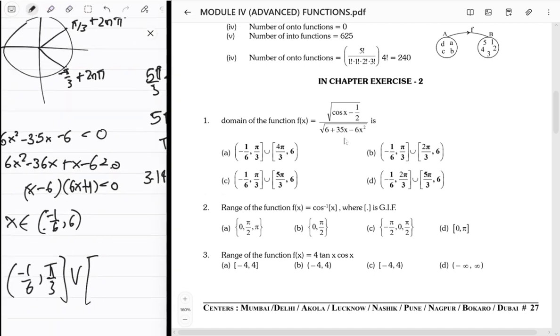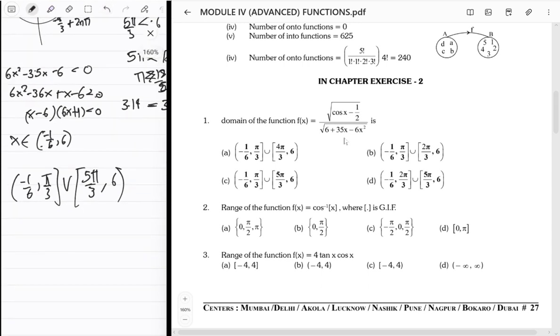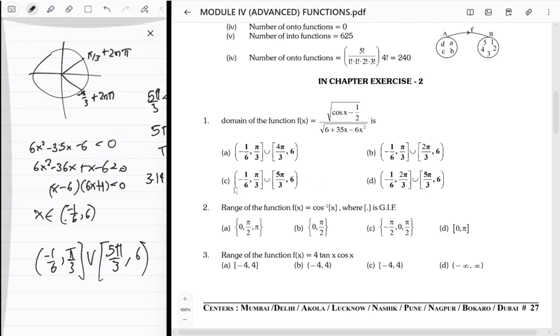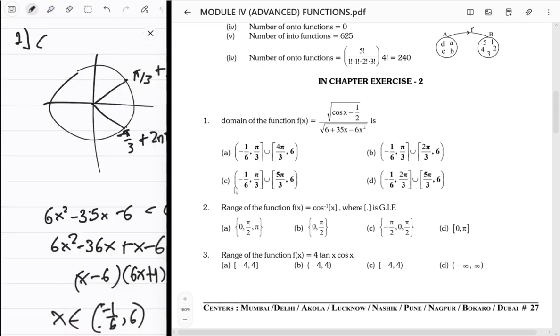So yeah, 5 pi/3 to 6, that should also be there. There we go, that's the answer. And where am I going to get that? I guess D, because negative 1/6 to pi/3. Wait, what? 2 pi? No, it doesn't make any sense. Pi/3, 5 pi/3 to 6. So C is the answer. Now these are some good questions. Next.